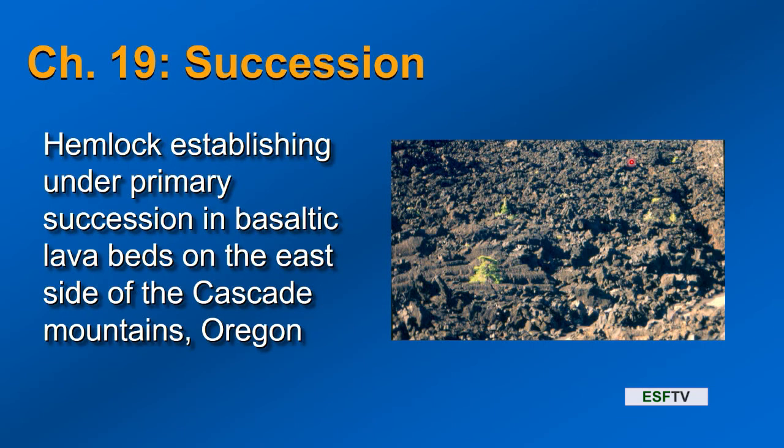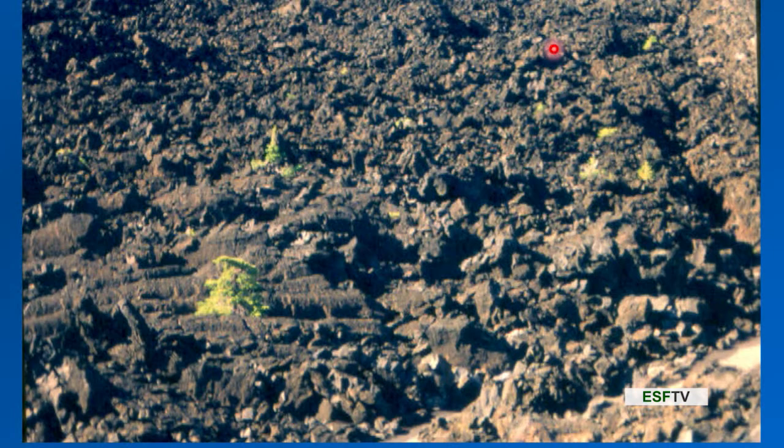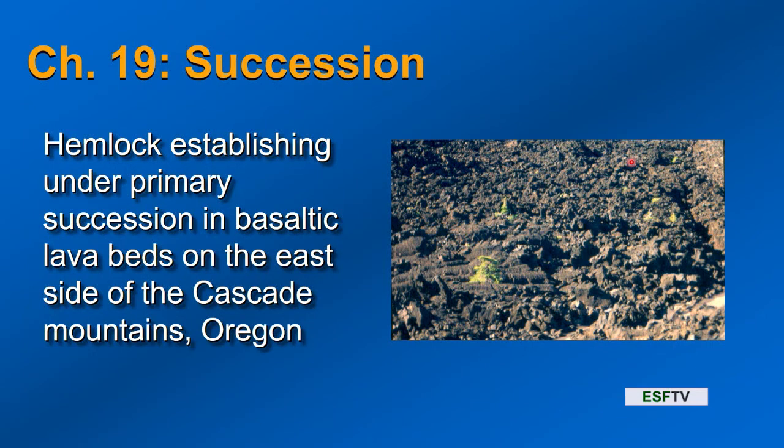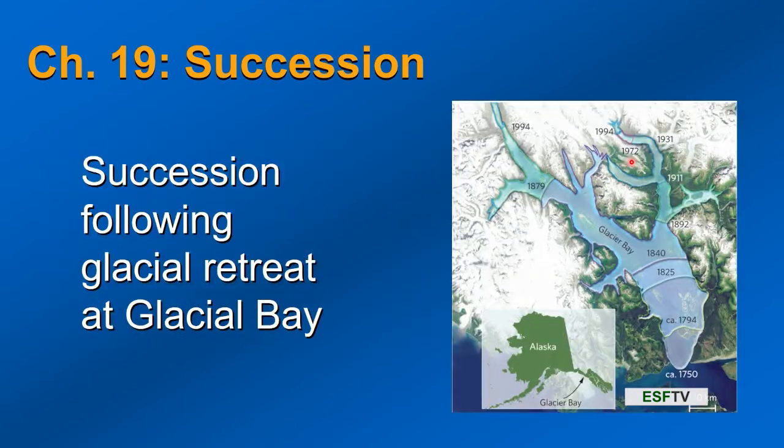But look at those hemlock. They get established, and boy, that's starting over from scratch. But because the soil is so scant, it's big black basaltic rock, it is taking hundreds and hundreds of years for that successional sequence to move along. It will continue to take hundreds and hundreds of years. That rock is not degrading very fast.